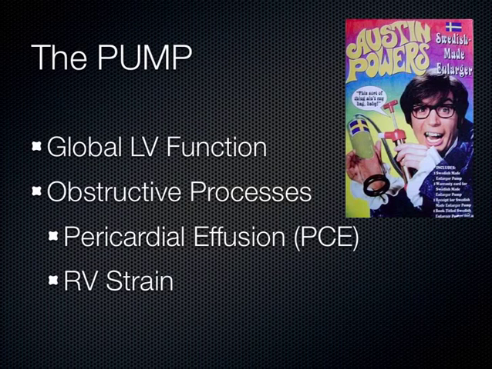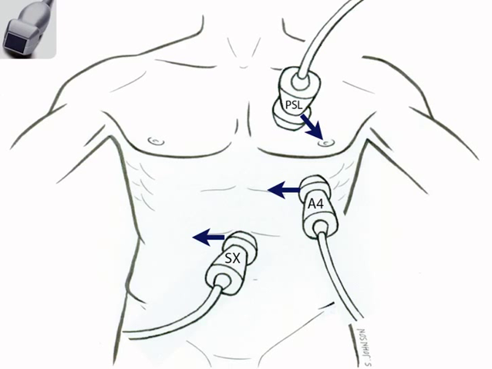And for always now, you'll remember the Austin Powers movie when it comes to evaluating somebody in shock. And it's really an evaluation of the global LV function, and also for any obstructive processes that could be going on, specifically a pericardial effusion or pericardial tamponade, and RV strain in the setting of pulmonary embolism. Recall that the three places you place the probe in order to evaluate the pump is the parasternal long, the apical four-chamber, and the subxiphoid.